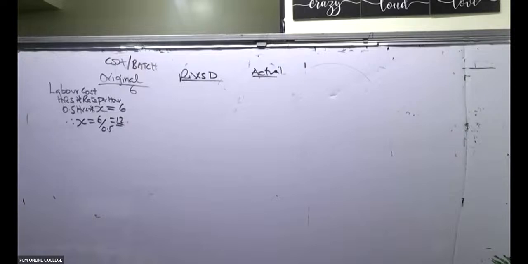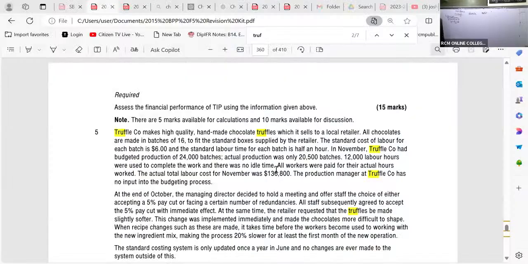So then we continue. What have they told us here? They've told us in November, the company had budgeted production of 24,000 batches. Actual production was only 2,500. 12,000 labor hours were used to complete the work, and there was no idle time. So the actual hours here were 12,000.